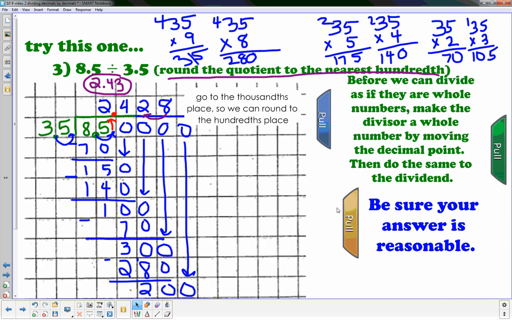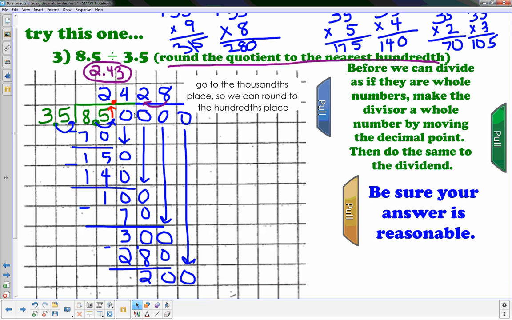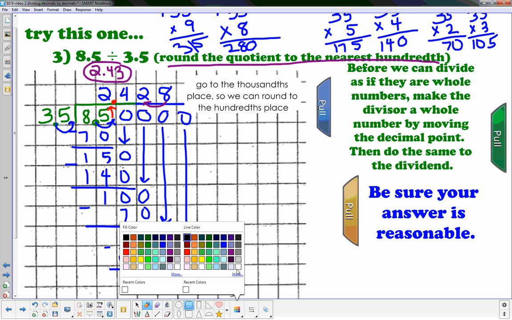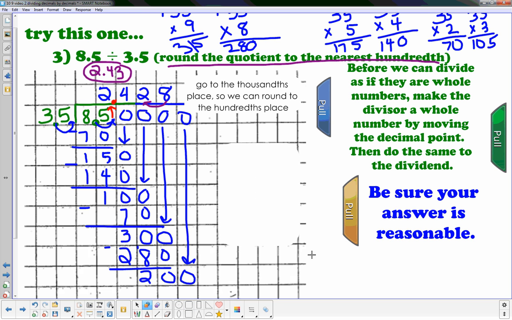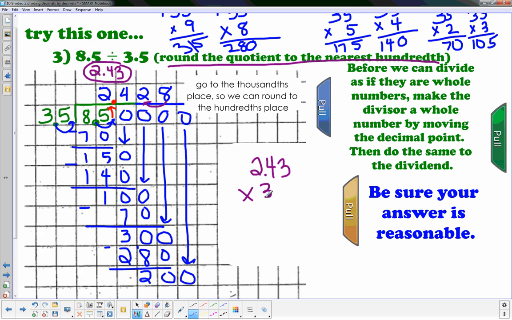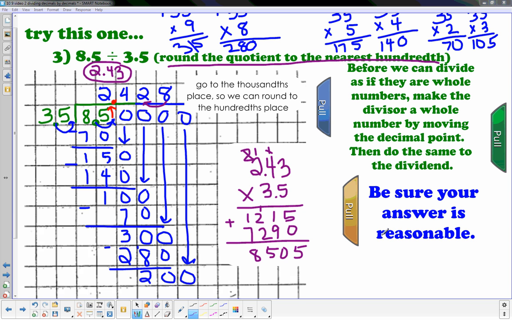Now, remember the last thing is I want to check for reasonableness. Well, I rounded my answer, so is it going to work out exactly? No. But I can still multiply, and it should be close to the answer. 2 and 43 hundredths times 3 and 5 tenths. Work it out. Press play when you're ready to check.